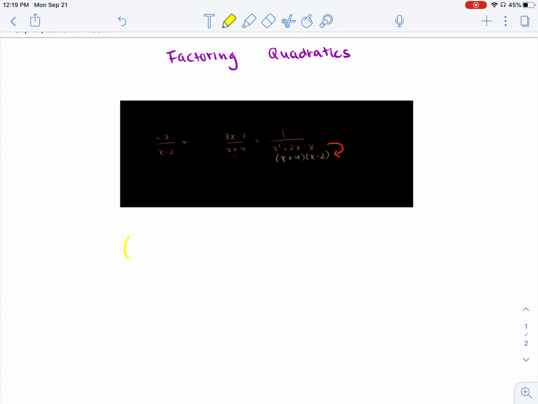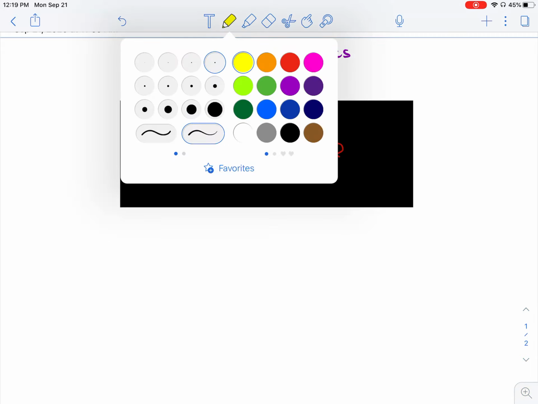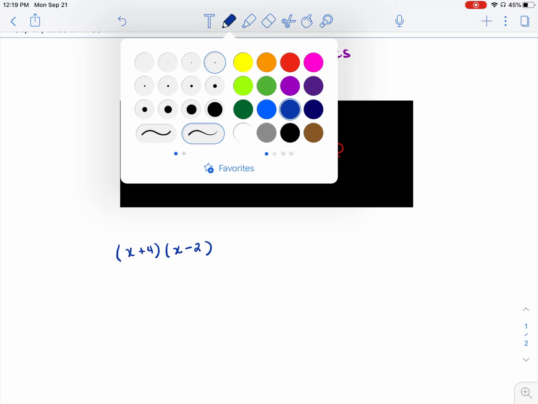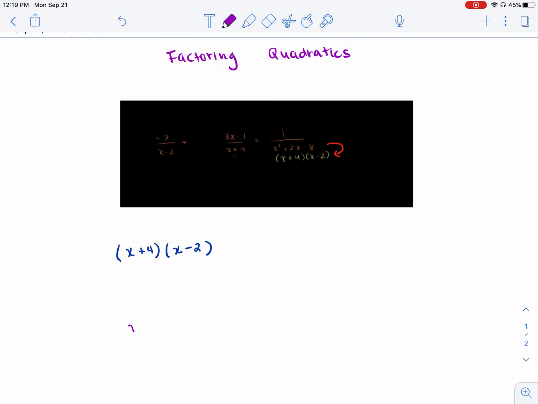I don't know if yellow really shows here, so I may not use yellow just because of the color. What we're used to is having the factored form, x plus 4, x minus 2, and converting it to x squared plus 2x minus 8. So we might be familiar going from factored form to standard form.